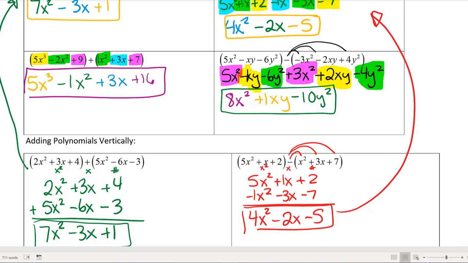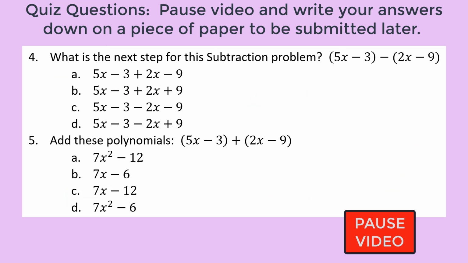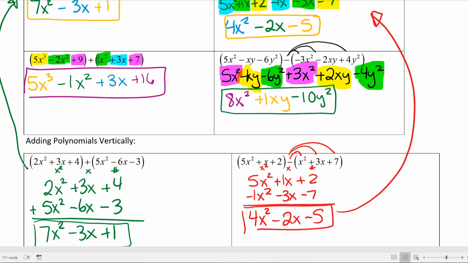If you like writing it vertically, great, do it. If you like writing it horizontally, great, do it. It doesn't really matter to me. Whichever one you like better. And this concludes our lesson on adding and subtracting polynomials.